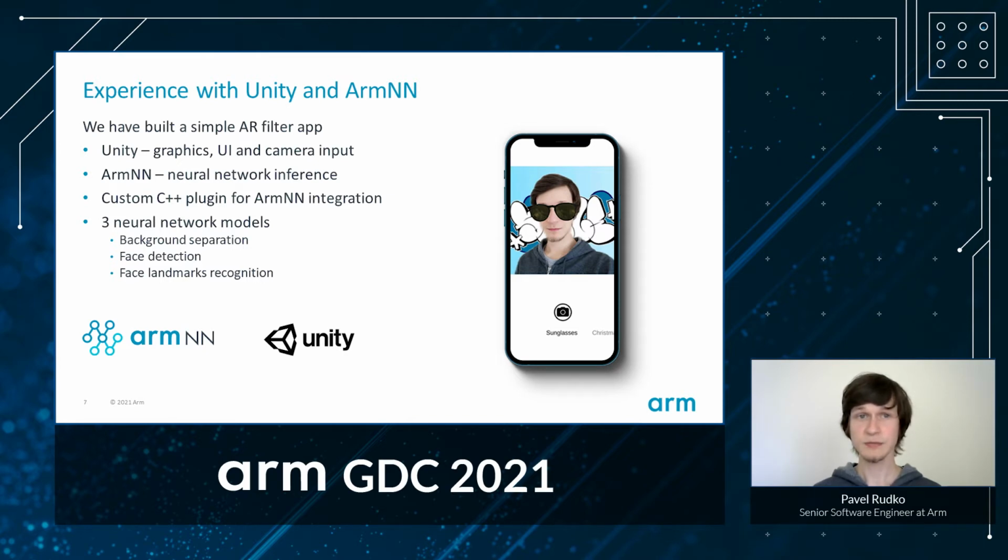And we process the continuous stream of frames from the camera. In this app, the user can be put into a virtual environment by replacing the background or attaching a 3D object to his head. And in order to do that, each frame we execute 3 neural networks for background separation, face detection, and face landmarks recognition.